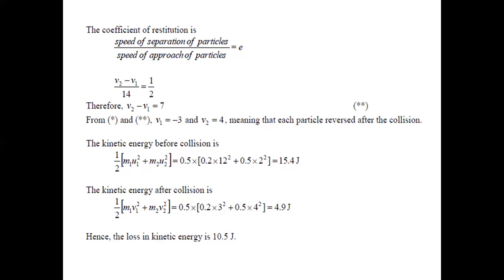You arrive at V1 being equal to minus 3 meters per second, and V2 equals 4 meters per second, meaning that each particle reversed after the collision. The kinetic energy before collision is half into M1 U1 squared plus M2 U2 squared. Put all that together, you arrive at 15.4 joules. What about after collision? You get 4.9 joules. Hence, the loss in energy is 10.5 joules.